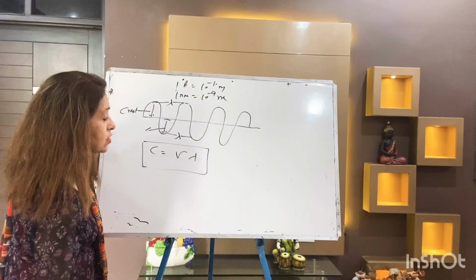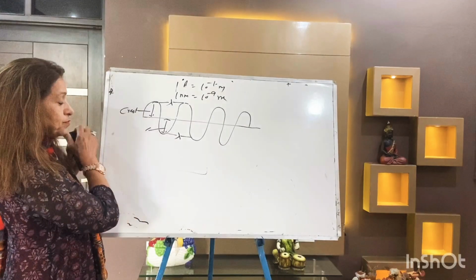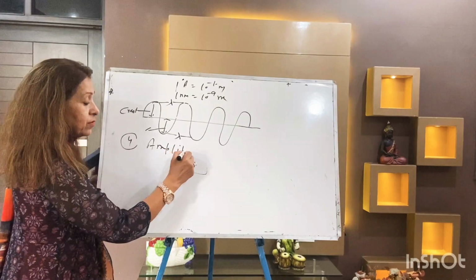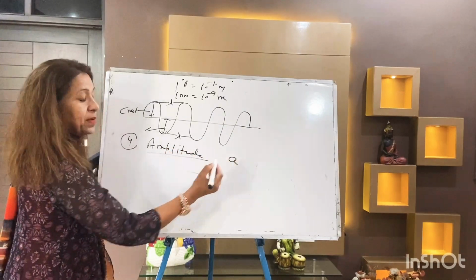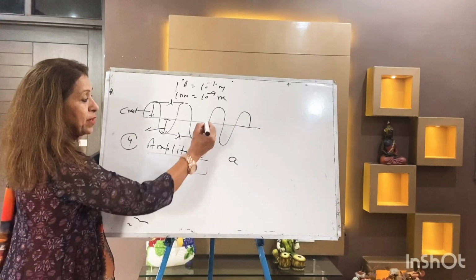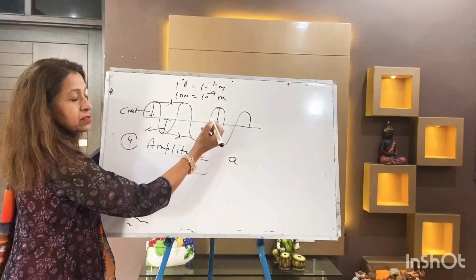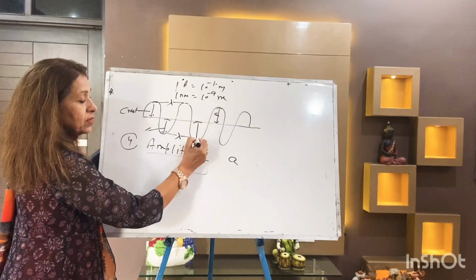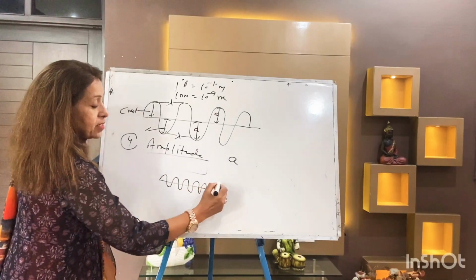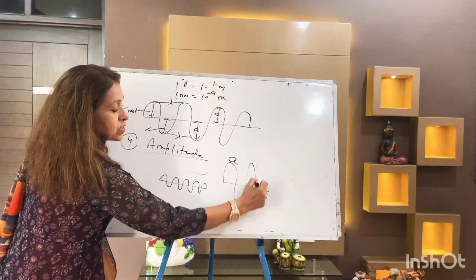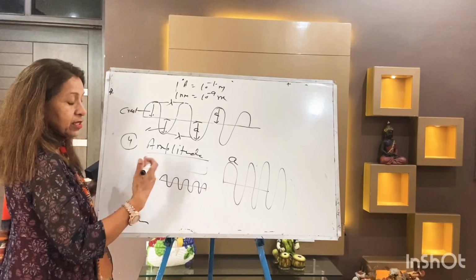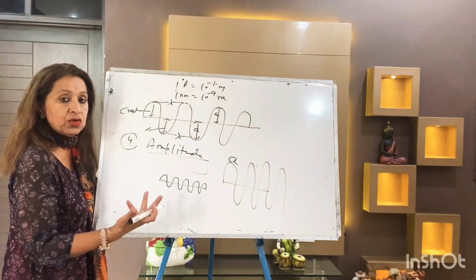Now the fourth characteristic is amplitude. What is amplitude? It is the height. Amplitude is represented by simple A. We will not do any calculation about amplitude in the numericals. Amplitude is the height of the crest and the depth of the trough. If the height of the crest is more, the amplitude is more. If the height of the crest and the depth of the trough is less, the amplitude is less.